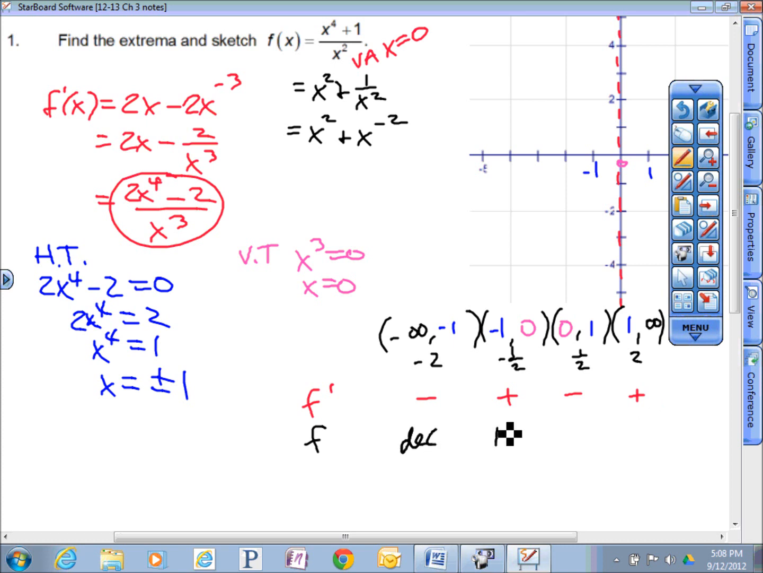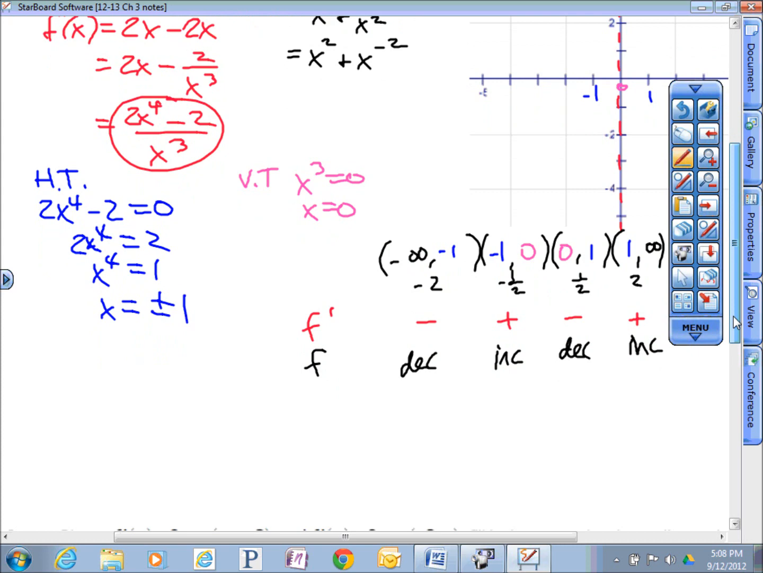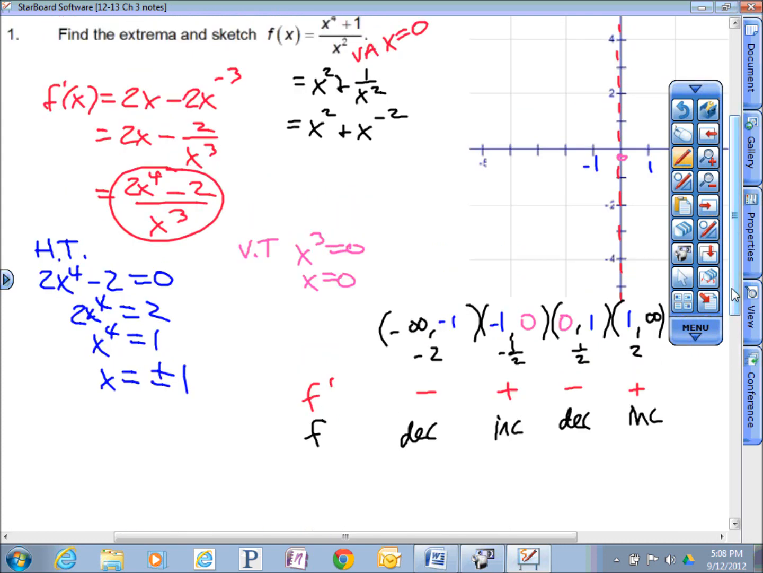Decreasing, increasing, decreasing, increasing. And no, they won't always alternate, but I hope they will because it makes things a little easier. So there's my intervals. What did I just find? Well, it looks like at x equals negative 1, the function's decreasing and then increasing. So I found a relative minimum at the point negative 1 something. We'll find the something in a minute.